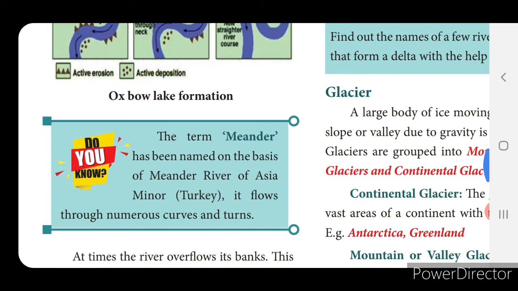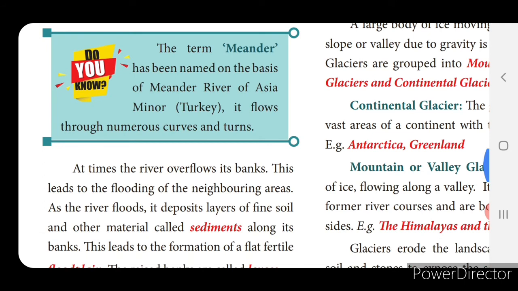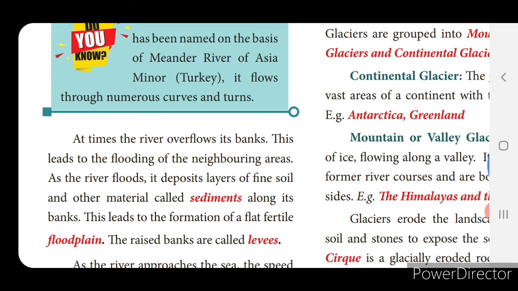Oxbow lake. So the term meander has been named on the basis of the Meander River of Asia Minor. It flows through a number of curves and turns. At times the river overflows its banks, and this leads to the flooding of the neighboring areas. As the river floods, it deposits layers of fine soil and other material called sediments along its banks. This leads to the formation of a flat fertile floodplain, and the raised banks are called levees.